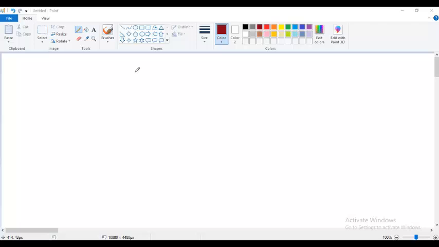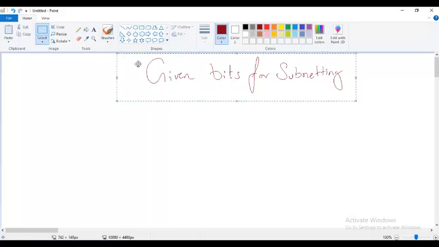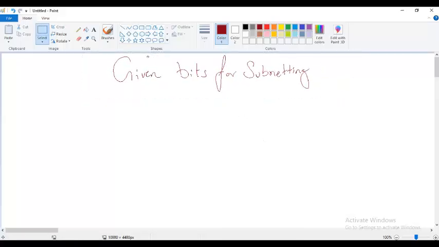All right. In the last class, we learned how to do subnetting based on the number of departments that we have. What we are going to focus on now is, we are given some bits for subnetting. Based on this, how are we going to do subnetting?